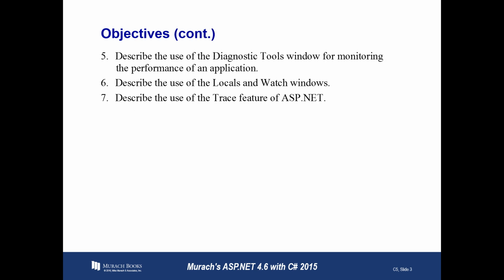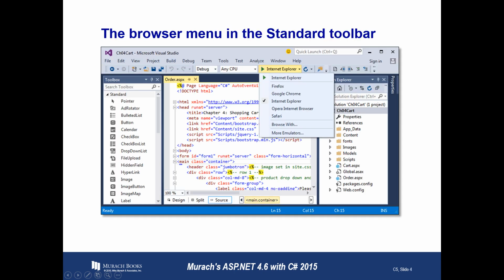Number 5, describe the use of the diagnostic tools window for monitoring the performance of an application. Number 6, describe the use of the local window and the watch window. Finally, number 7, describe the use of the trace feature inside of ASP.NET.